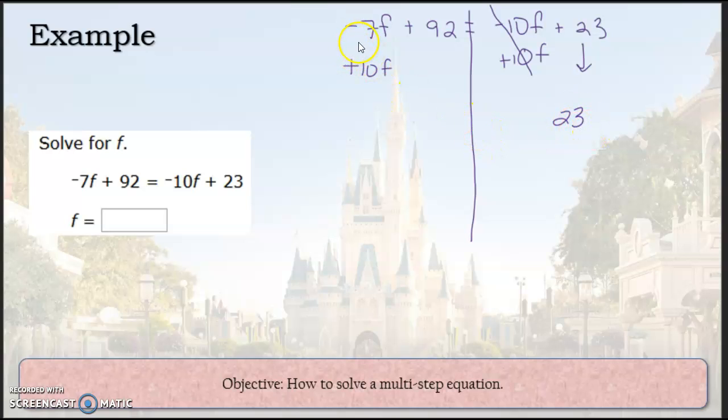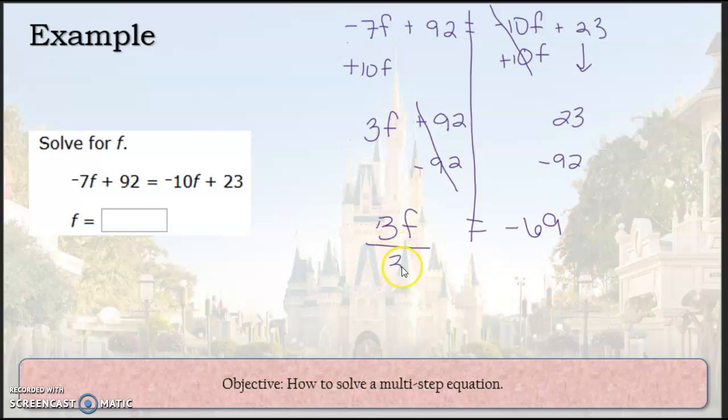On the left-hand side, we have negative 7f plus 10f. And I know I can add them together because they're like terms. So this turns into a positive 3f plus 92. Now, we moved all the variables to the left. Now let's move all the regular numbers to the right. So I'm going to subtract 92 from both sides so that they can cancel. I have 3f equals 23 minus 92 is negative 69.